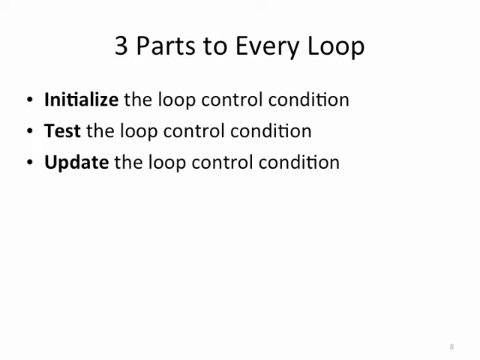There are three basic parts to every loop: initialize, test, and update or increment. The initialization is where you create the loop control condition or the loop control variable, as we talked about on the previous slide. The test is the Boolean condition that controls whether or not the loop continues. And the update is where we modify that loop control condition inside the loop to make sure that it stands a chance of reaching the end of the loop control condition.